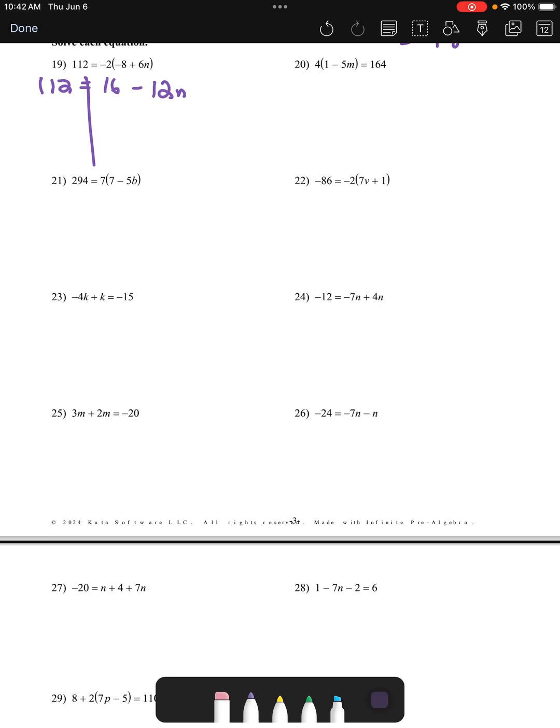Now we have a two-step equation to solve. We will subtract 16 from each side. And that's going to get us 96 equals -12n. We will then divide both sides by -12. And that will get us, let's see, it's going to be negative.